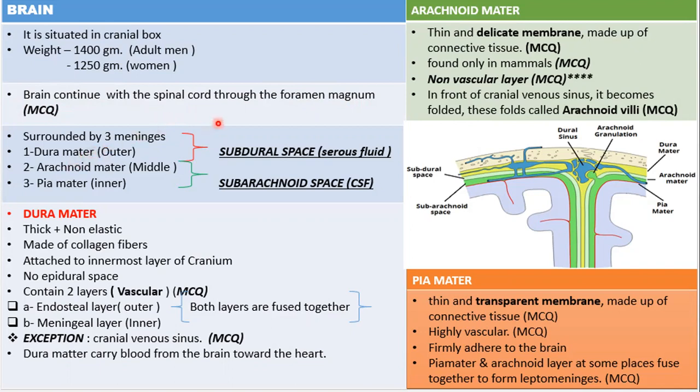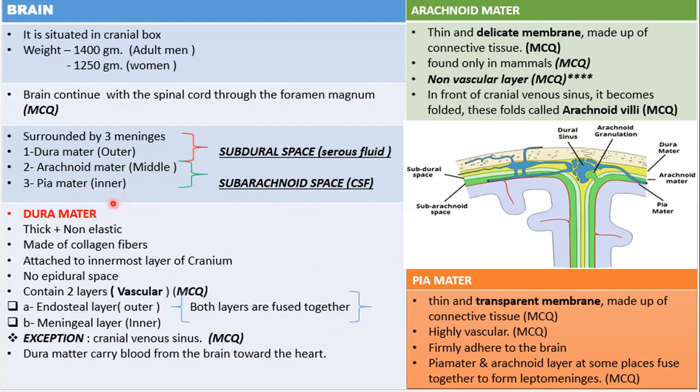Coming to the brain, as we have already said, the brain is surrounded by a protective layer, the same as the spinal cord. That layer is termed meninges in neuroanatomy. The three meninges of the brain are dura mater, which is located on the outer side, arachnoid mater, which is the middle portion, and the pia mater, which is the inner portion.